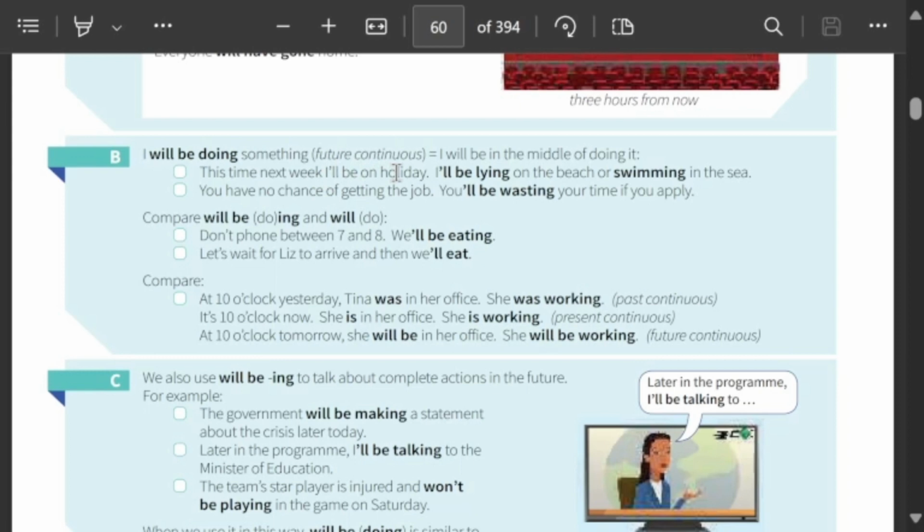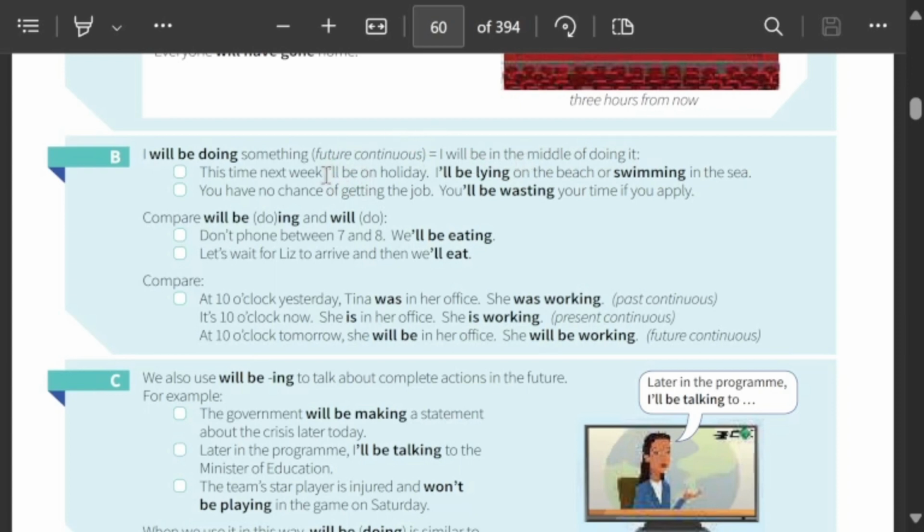You're sleeping. Yeah, I can see. I'll be lying on the beach or swimming in the sea. Okay? This time next week, I'll be on holiday. I'll be lying. This is now an action in the future continuous. I will be lying on the beach or swimming in the sea. You see? Either this or that, right?